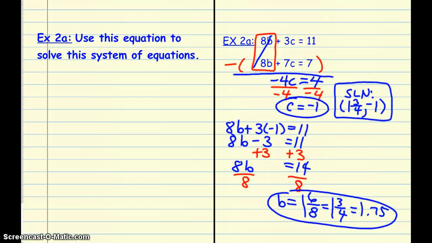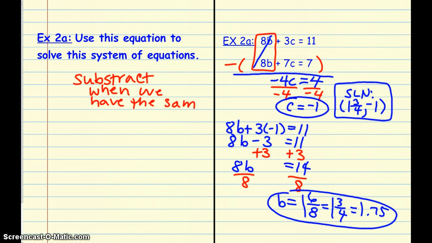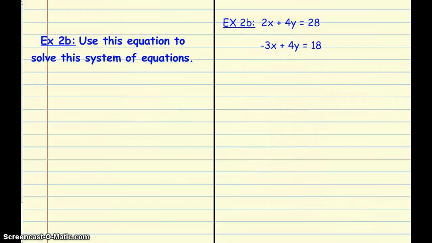Again, alphabetical order, and just like before, we add when we see opposites, we are going to subtract when we have the same. Okay, so one way to think of it is opposite and add both start with a vowel, and subtract and same both start with S. One way to remember. So let's take a look at our last example here.